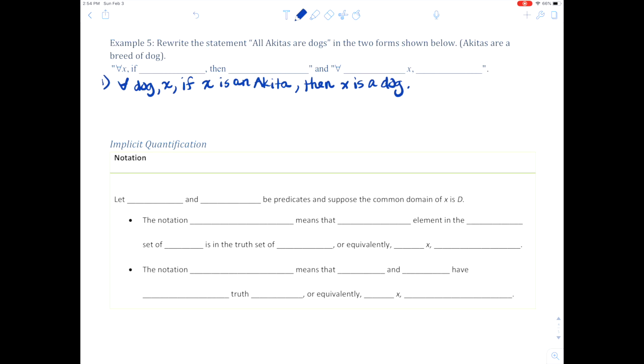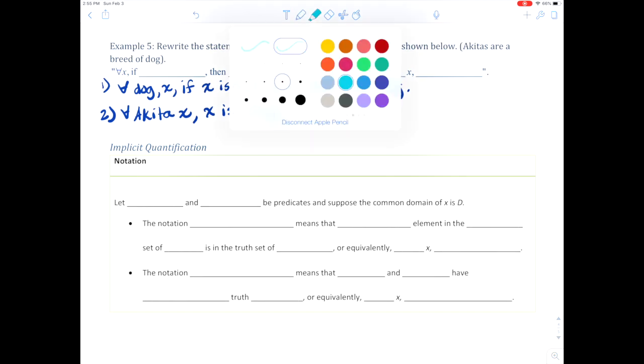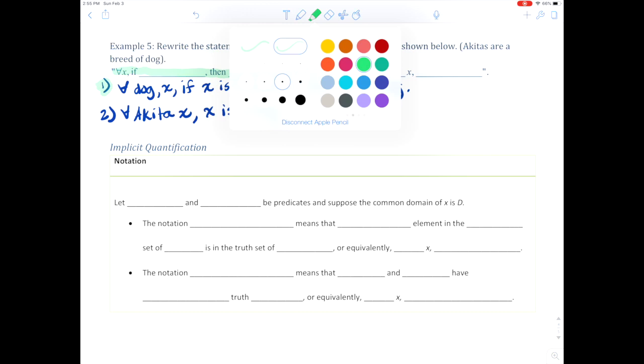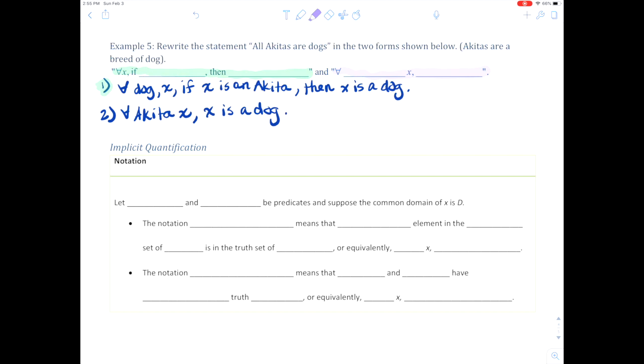Good so far? And again, I know that these can be a little bit daunting, but just practice, and you'll get much more used to translating math to English and English to math. Okay, so the other way. For any blank x blank, all right? So for any, awesome, Akita, for any Akita x is a dog, right? Because all Akitas are dogs. Cool? All right, and by the way, this first one here is what we did there, and then the second one was this one here.